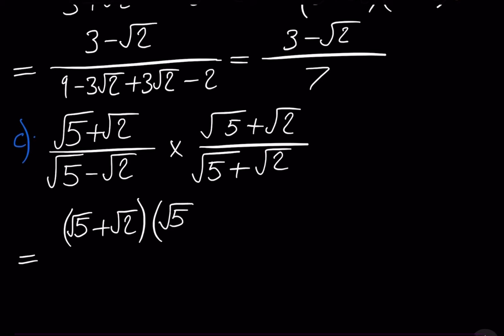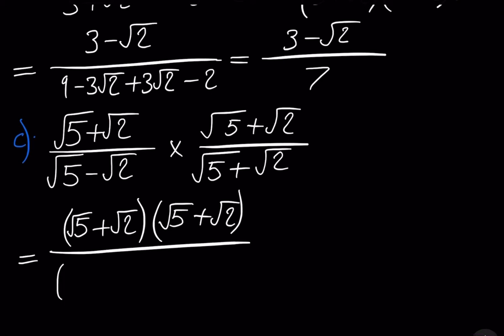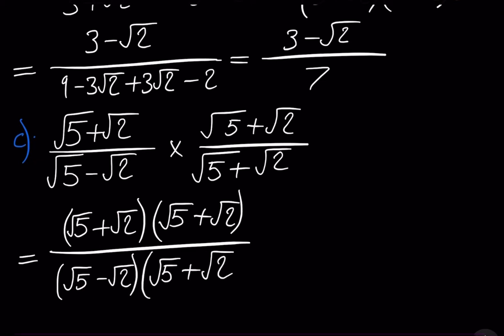So we end up with root 5 plus root 2 times root 5 plus root 2 all divided by root 5 minus root 2 times root 5 plus root 2. And essentially what we have to do now is expand both sets of brackets, the ones on the numerator and the ones on the denominator. So root 5 times root 5 is just 5. Root 5 times root 2 is root 10. And then once more, root 2 times root 5 is also root 10. And then root 2 times root 2 is just 2.